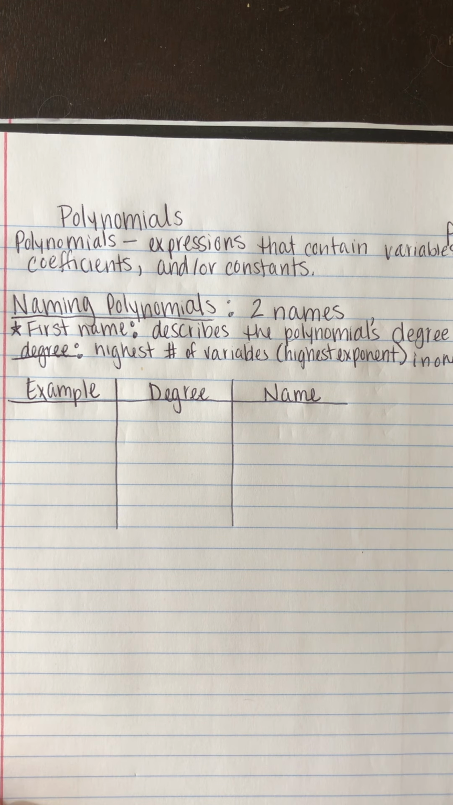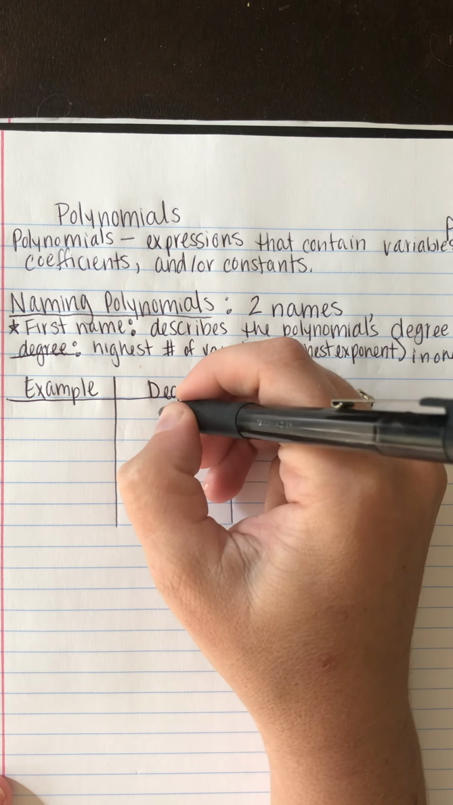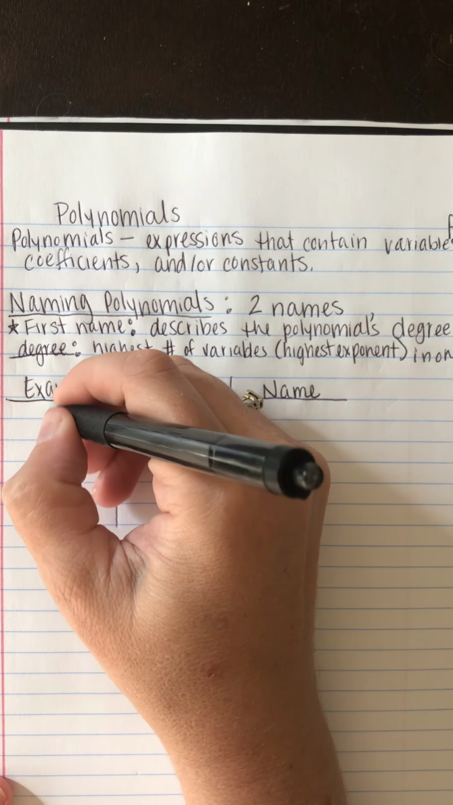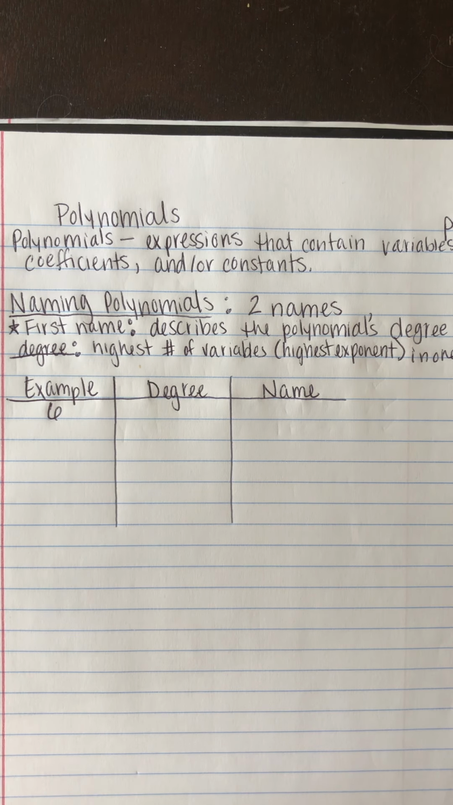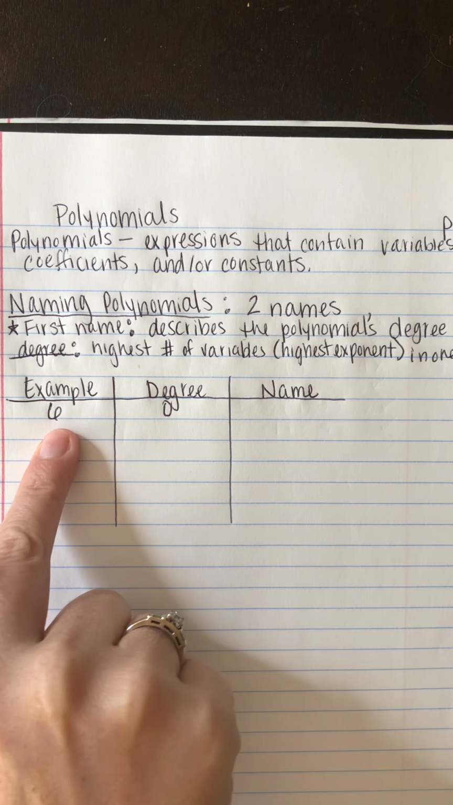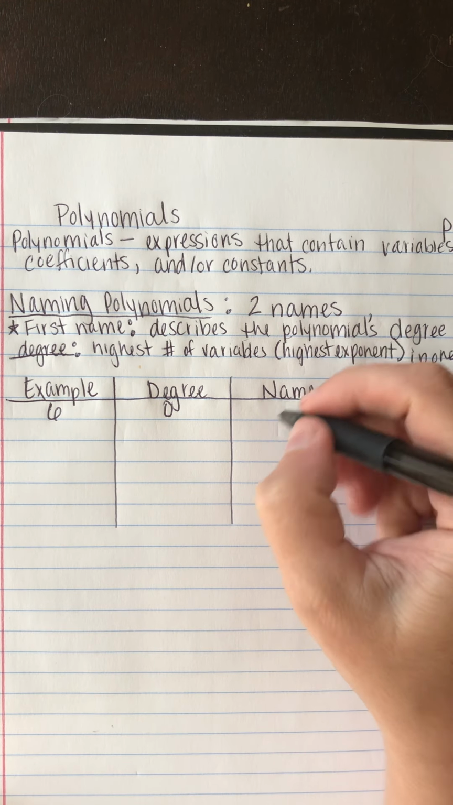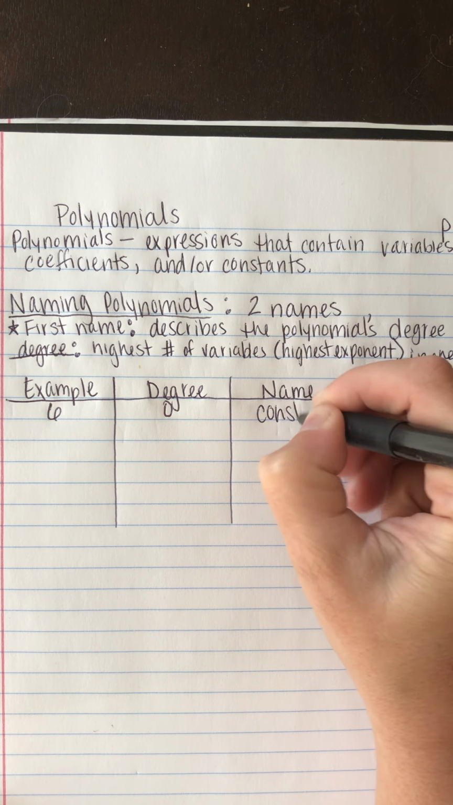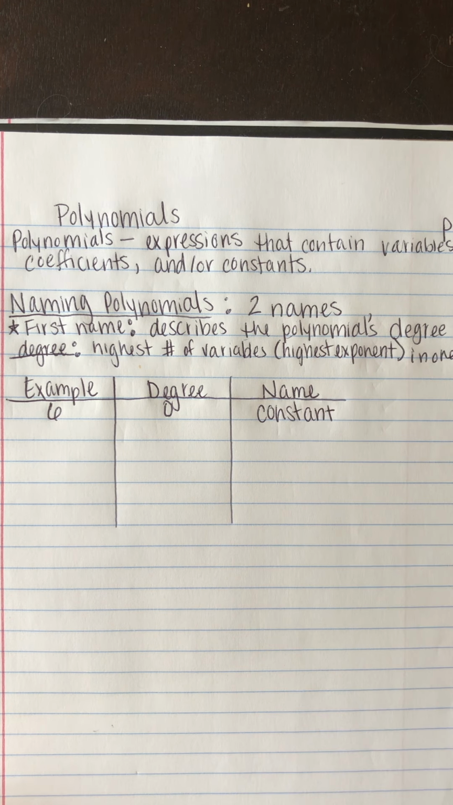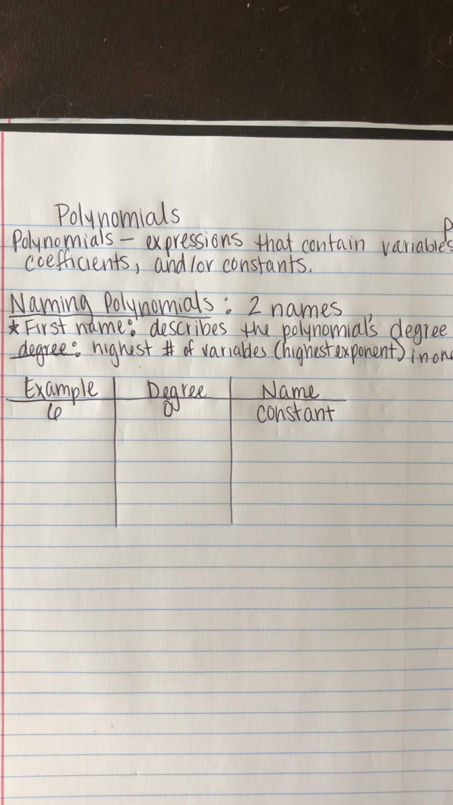So, and we'll go in order. So the first one that we're going to talk about is if something has a 0 degree, that's going to be something just like maybe 6. So a number of some sort. That's going to have a degree of 0 because it has 0 exponents, it has 0 variables, and we call this a constant. Okay, so that would be the first name of this one polynomial here.